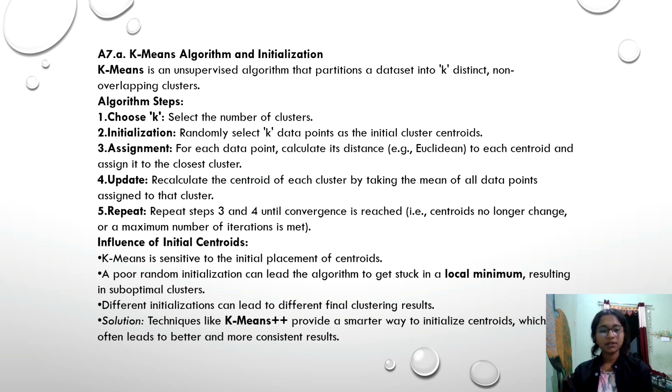Influence of initial centroids. K-means is sensitive to the initial placement of centroids. A poor random initialization can lead the algorithm to get stuck in a local minimum, resulting in suboptimal clusters. Different initializations can lead to different final clustering results. Solution: techniques like k-means++ provide a smart way to initialize centroids.